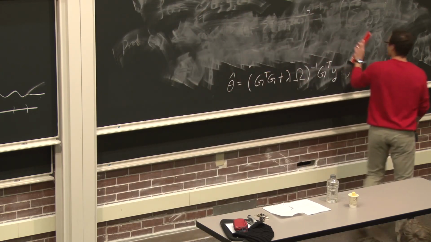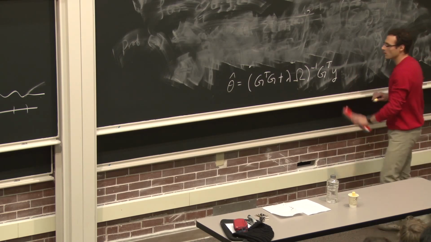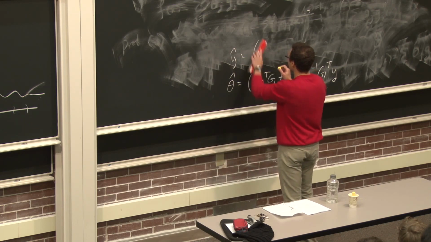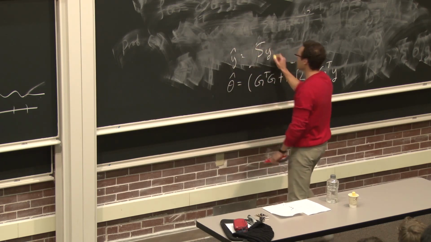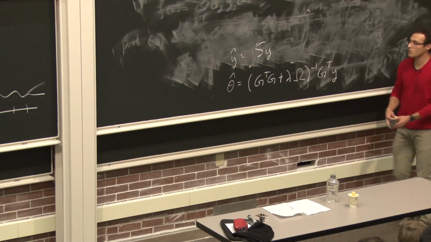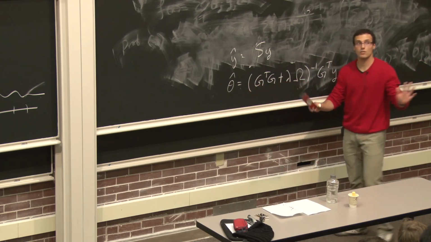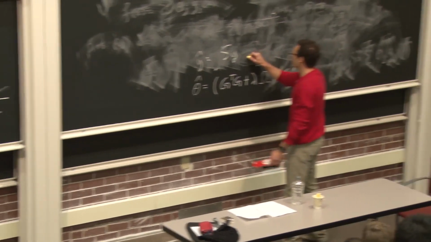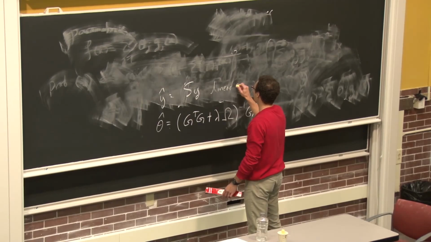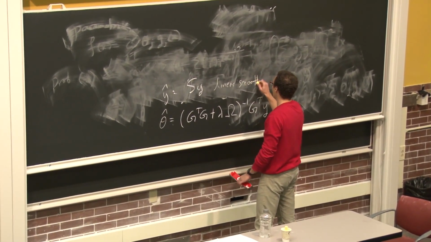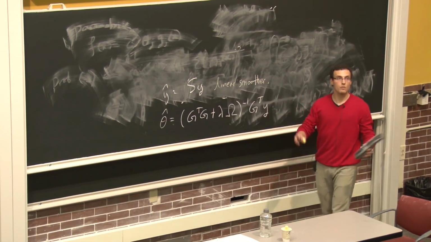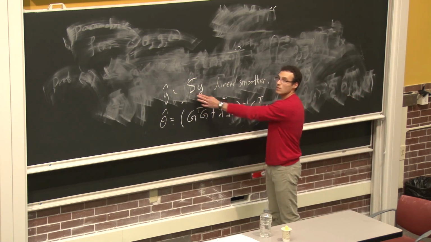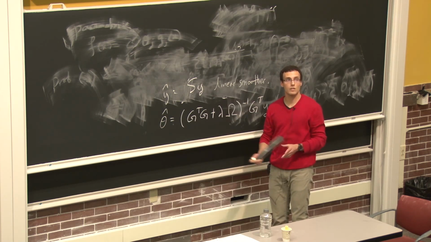This last equation shows us that y hat is just a linear function. We'll call it S times y. I get that by multiplying: y hat is just G times theta hat, so it's a linear function of y. S is just G times all this stuff. So it is, again, a linear smoother. Now this matrix S depends on the x points. It also depends on lambda. But modulo choosing lambda, that's just a linear function. It doesn't depend on y. It's a linear smoother.